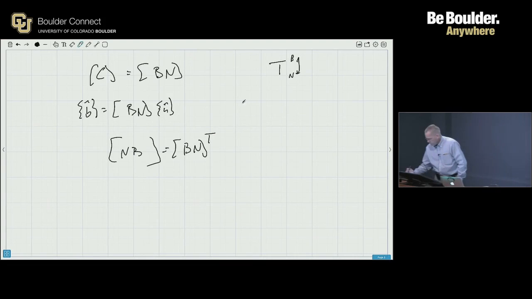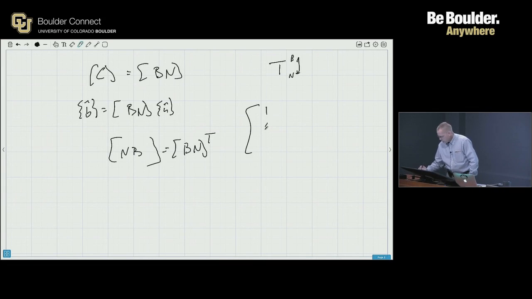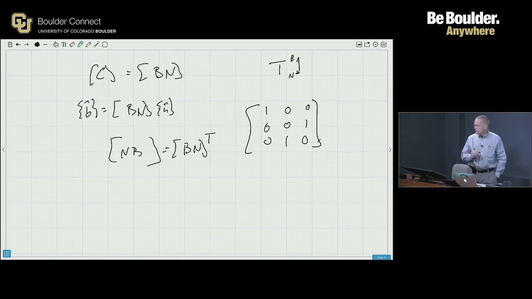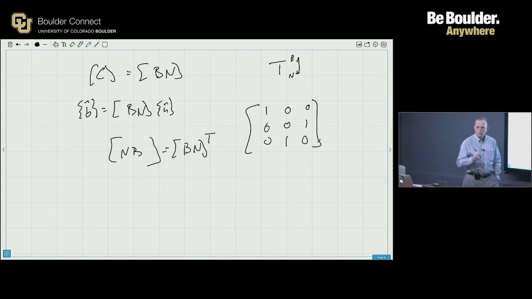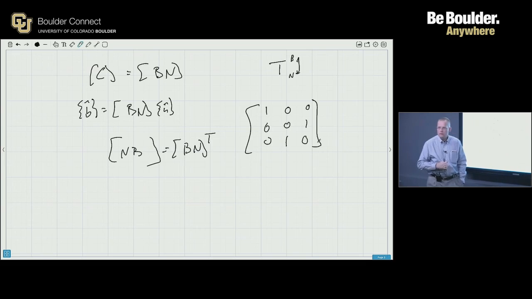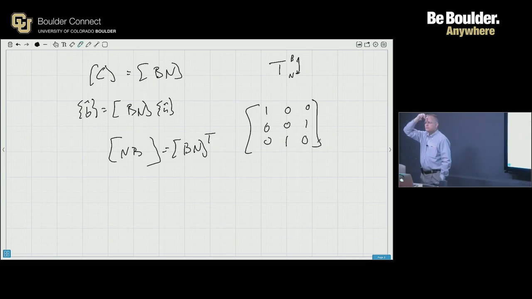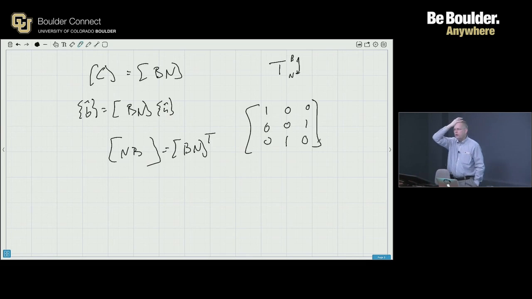Since this maps one onto the other, could I have 1, 0, 0, 0, 0, 1, 0, 1, 0? Would that be a proper DCM? It maps one frame to another. Why not? You're shaking your head. Sorry, what was your name? My name's Ansel. Ansel, thank you. I think it would be left-handed.